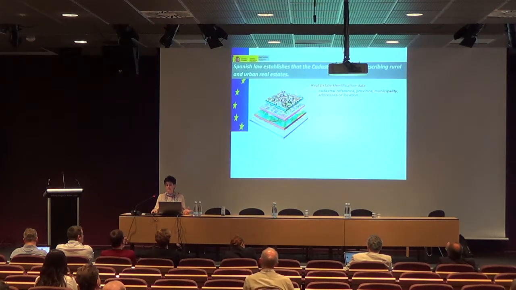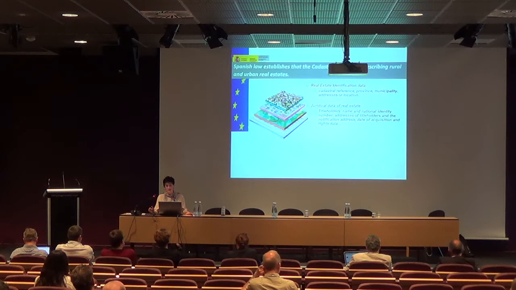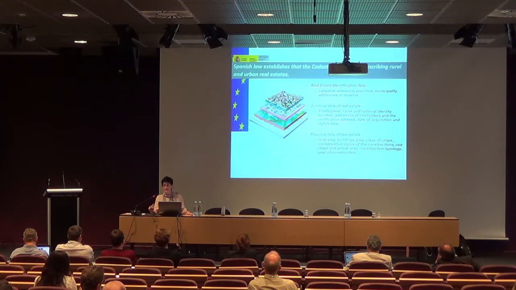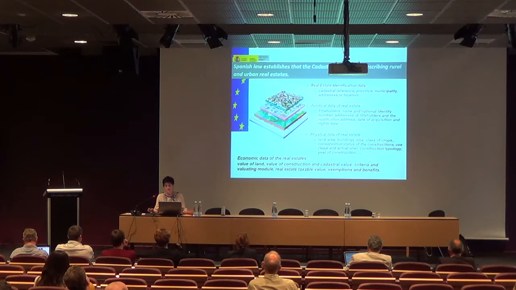Which data do we have? We have, of course, the reference, the province, the municipality. We have all the title holders with the percentage of their rights, the addresses of these title holders, and many other juridical data. We have the physical data, not only the land area but the buildings area, the class of crops, the conservation status of the construction, the use, the legal one and the actual one, the construction typology, the year of construction, so many data that are very useful.